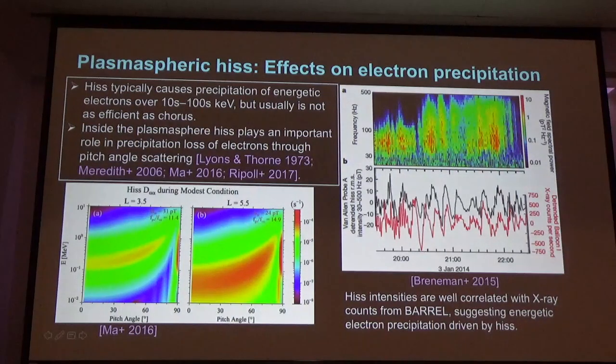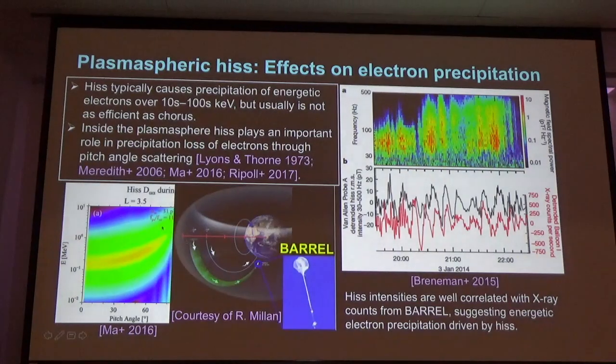And this is another very interesting example from the conjunction analysis between the Van Allen Probes and BARREL. Van Allen Probes observed this type of modulation of hiss wave intensity, and the X-rays detected by BARREL show almost a one-to-one correlation with the hiss intensity, indicating that those energetic electron precipitations are driven by the modulating hiss.